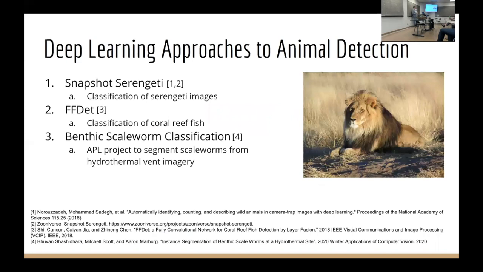Deep learning approaches to animal detection have been numerous. For example, Snapshot Serengeti is a very large collaborative project that attempts to classify safari animals, such as the lion.